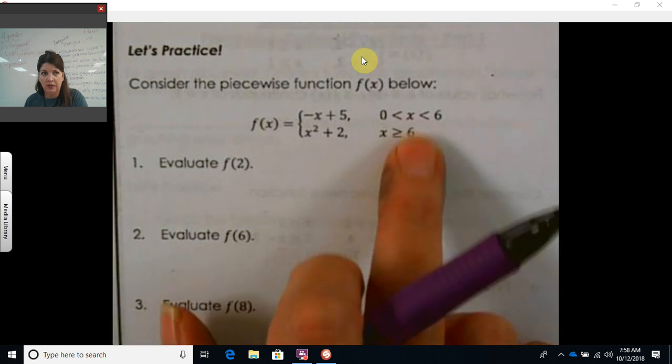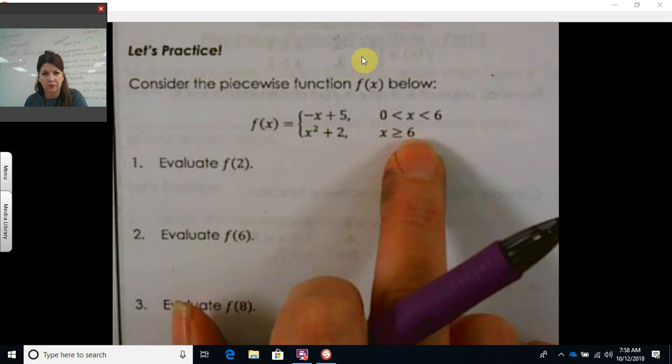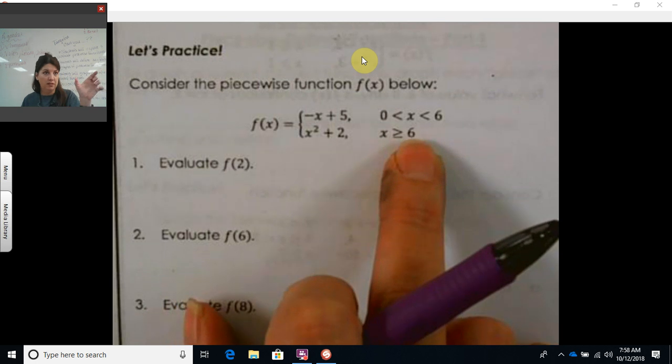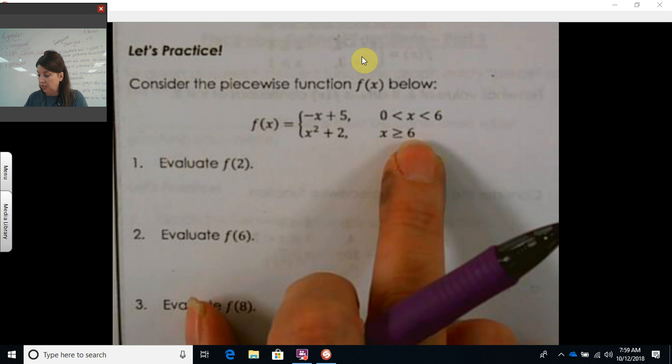Yes? So on the first one, if you did graph it, I know we're evaluating, but if you did graph it, it would be a line segment. Yeah, it wouldn't even have an arrow on the end. Right. So evaluate f of 2.